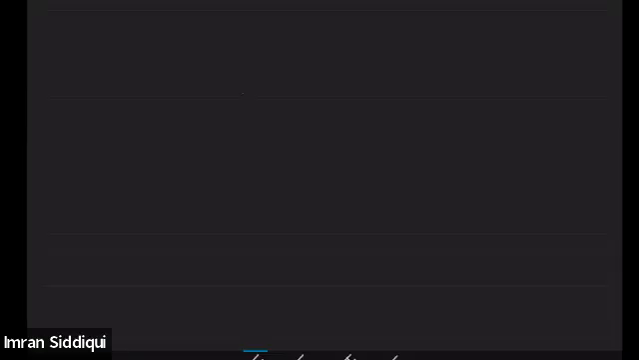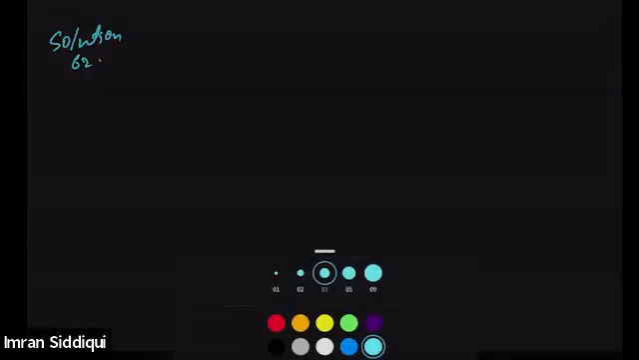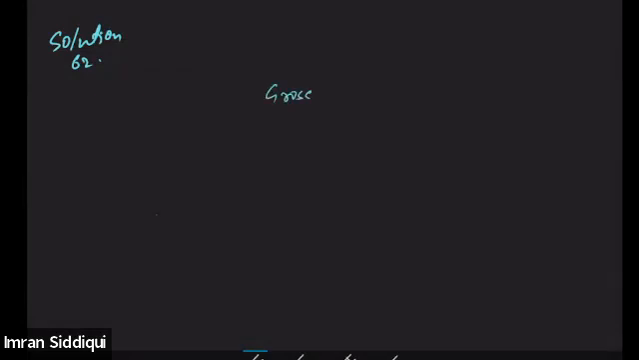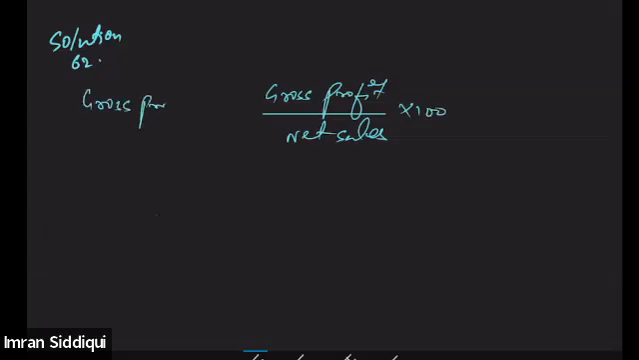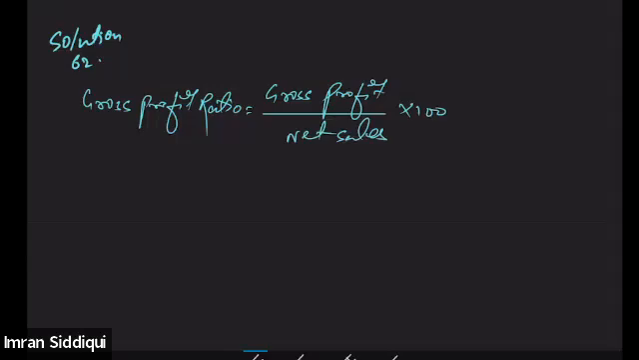Now see, first of all, to find out the gross profit ratio, would anyone of you please tell me the formula for finding out the gross profit ratio? Tell me quickly. Gross profit by net sales into 100. Yes. Gross profit divided by net sales into 100. This is how we will be getting gross profit ratio. Now see, the value of the net sales is already given. Hold that. And gross profit is not. We will have to find out gross profit. Once we get the gross profit, we'll get the answer.